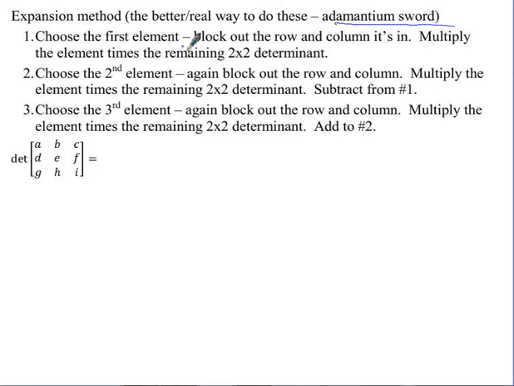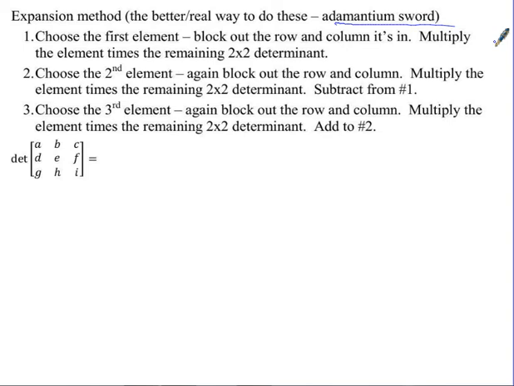First, choose the first element. Block out the row and column it's in. Multiply the element times the remaining 2x2 determinant. Piece of cake. Choose the second element. Again, block out the row and column, multiply the element times the remaining 2 by 2 determinant. Piece of cake. Same thing for number 3.